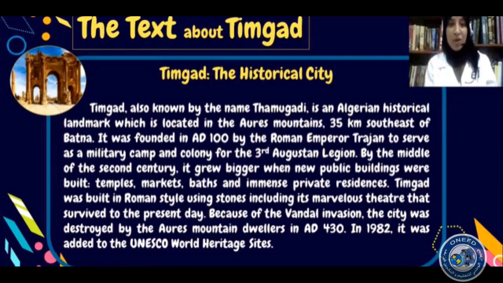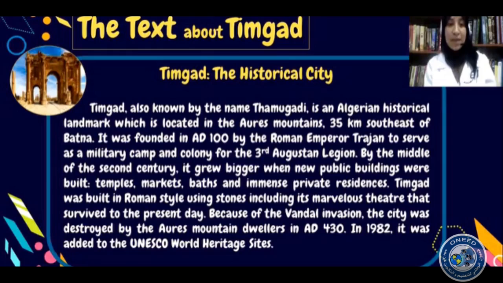Timgad, also known by the name Thamugadi, is an Algerian historical landmark which is located in the Aures Mountains, 35 kilometers southeast of Batna. It was founded in 100 AD by the Roman Emperor Trajan to serve as a military camp and colony for the 3rd Augustan Legion. By the middle of the 2nd century, it grew bigger when new public buildings were built, like temples, markets, baths, and immense private residences.